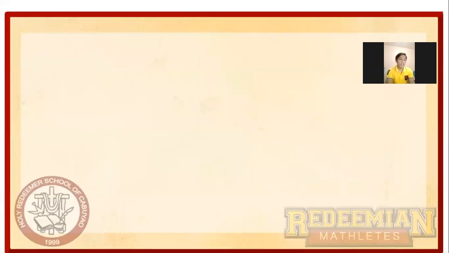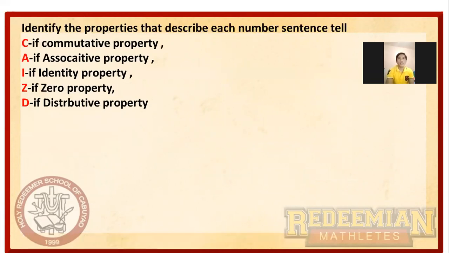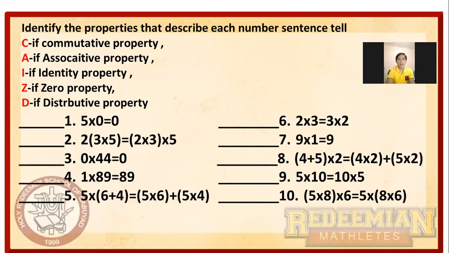So let us check if you understand my lesson, or our lesson for today. Identify the property that describes each number sentence. Write C if commutative property, A if associative property, I if identity, Z if zero property, and D if distributive. I'll give you 5 minutes.